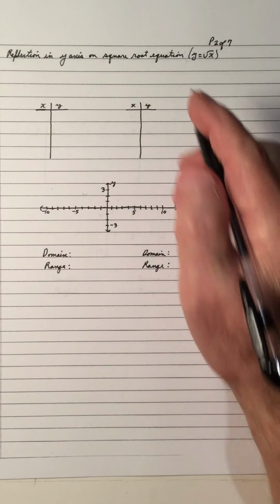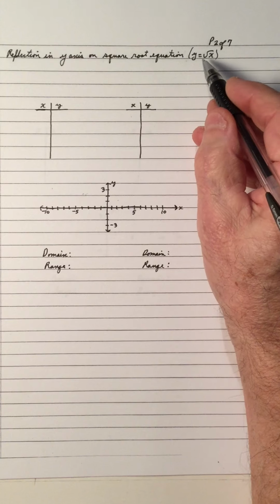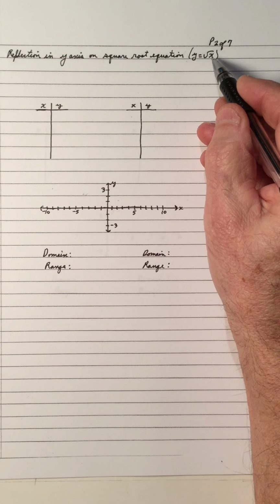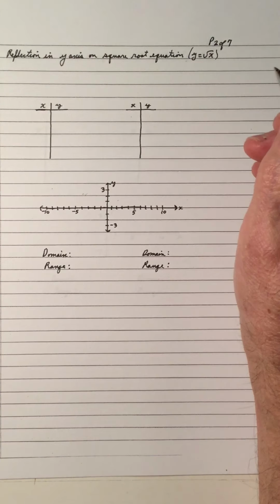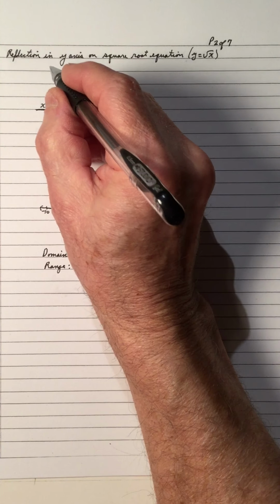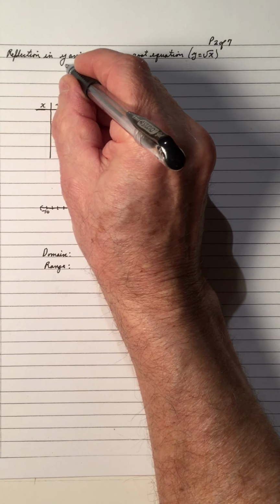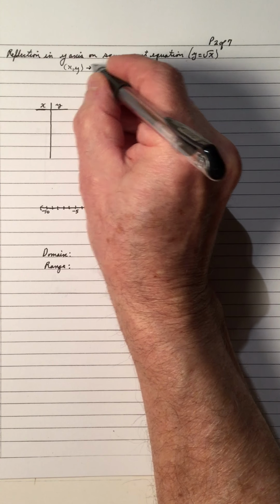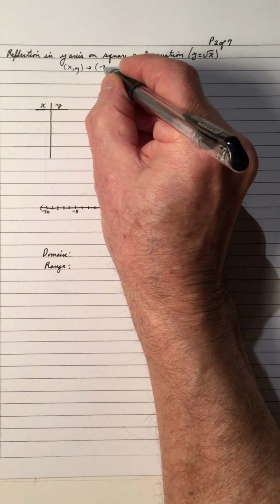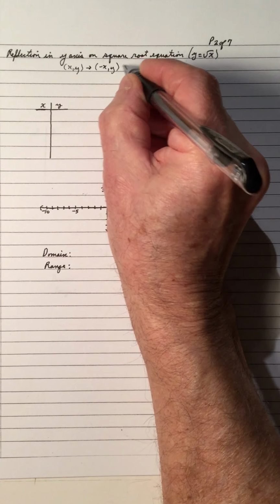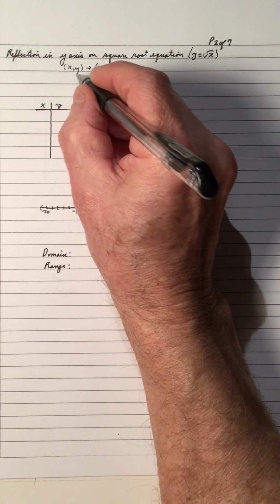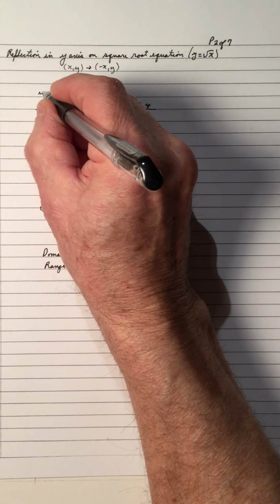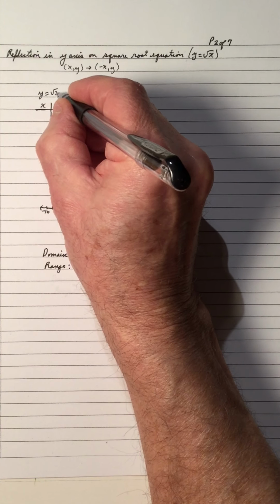Reflection in the y axis on the square root equation y equals root x. Let's see. Reflection in the y axis is denoted by the mapping rule. When you reflect in the y-axis, you're changing x to a negative x. You're not changing the y. So this equation here is going to be y equals root x.